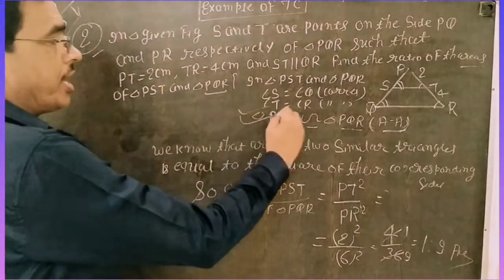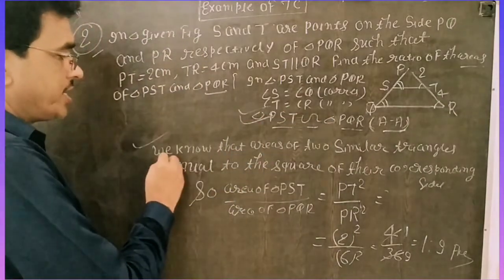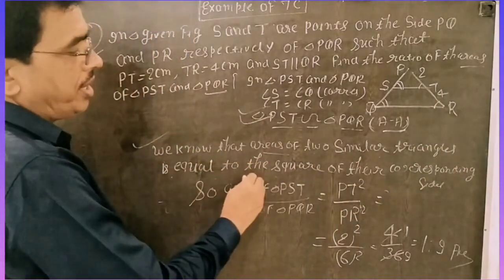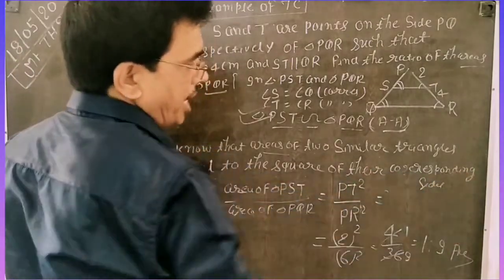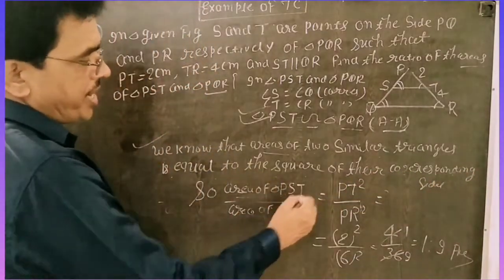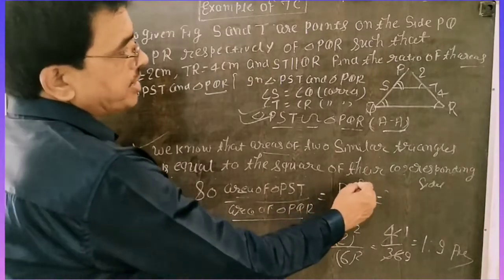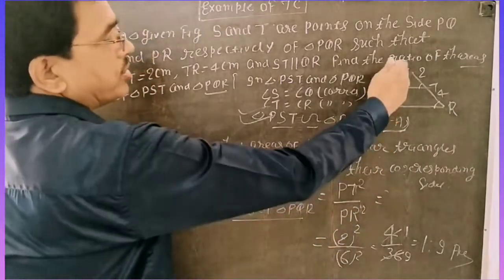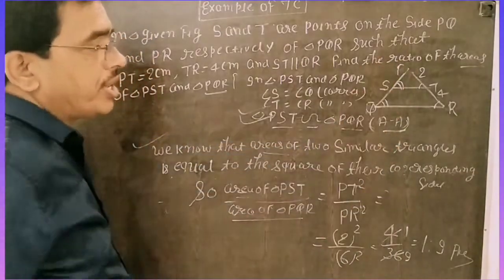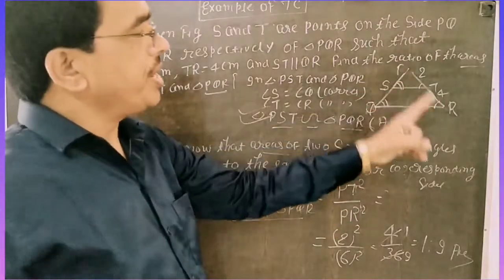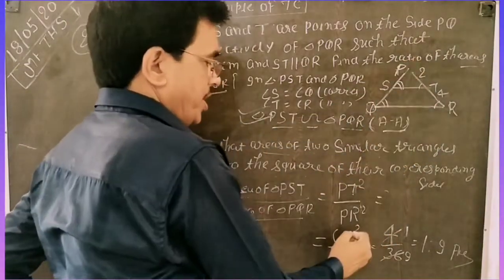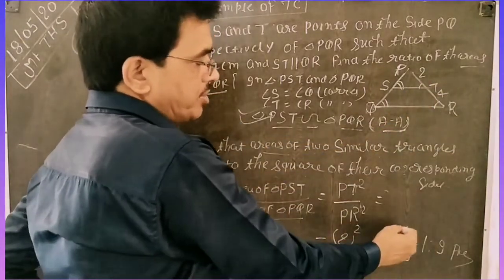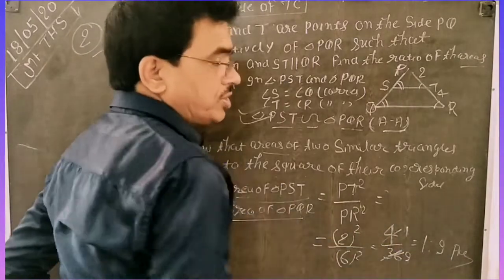If these two triangles are similar, then the area theorem states that the ratio of the areas of two similar triangles is equal to the square of the ratio of their corresponding sides. So I write area of triangle PST by area of triangle PQR is equal to PT square by PR square, because PT and PR are given. We could also write PS and PQ, but PS and PQ are not given. Hence PT is 2 and PR is 6, because here is 2, here 4, so 6. So 2 square by 6 square, that is 4 by 36, that is 1:9.